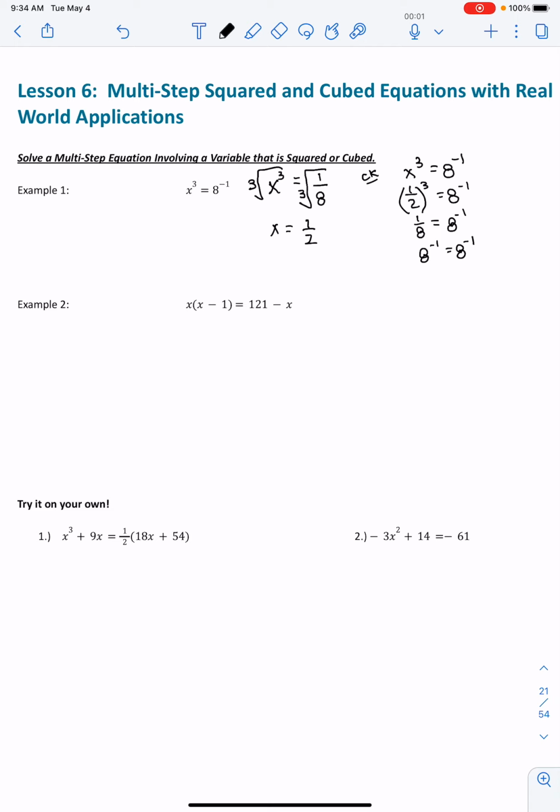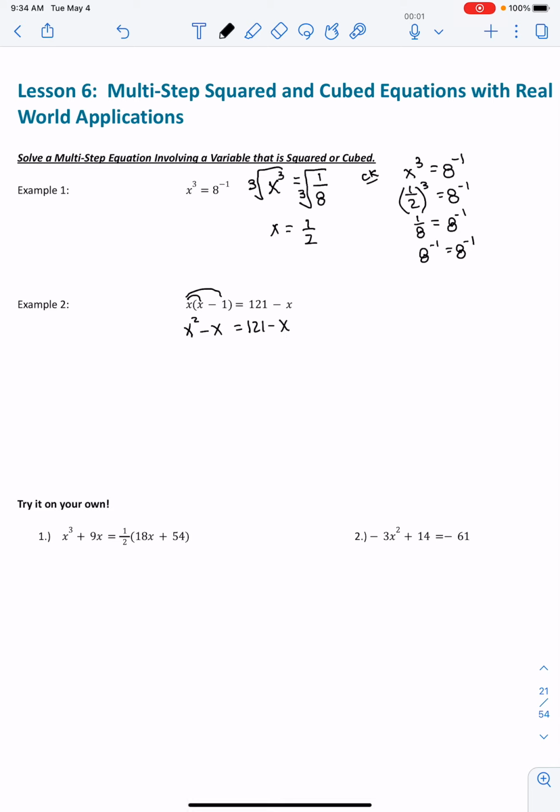Our next example is going to be a little bit more difficult, because here we have the distributive property and we've got to use our rules of exponents. So here I'm going to have x times x and then x times negative 1. So I have x squared minus x equals 121 minus x.